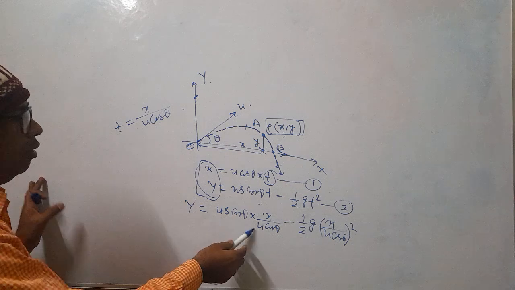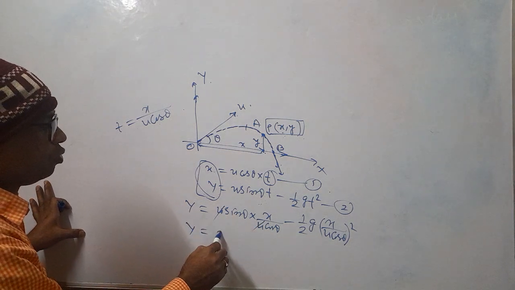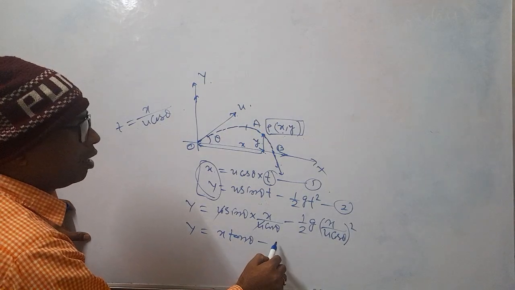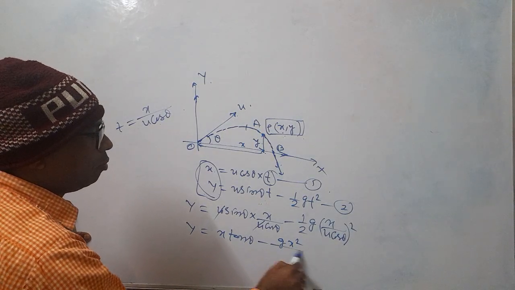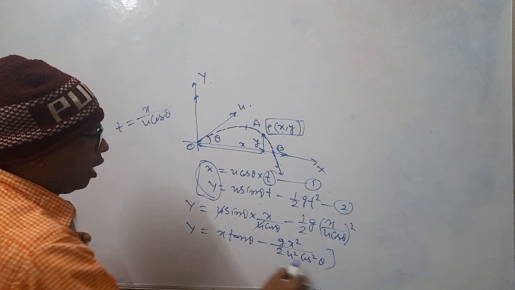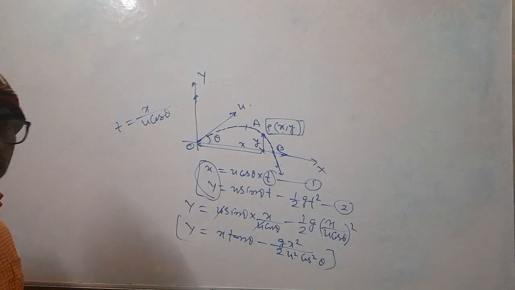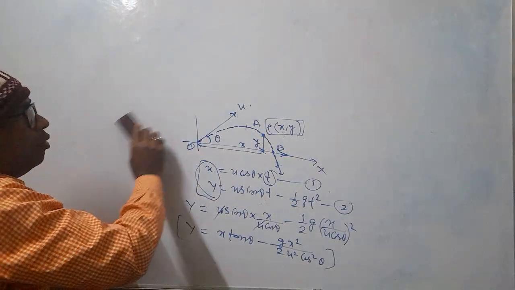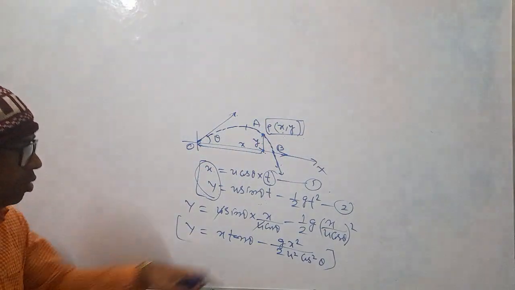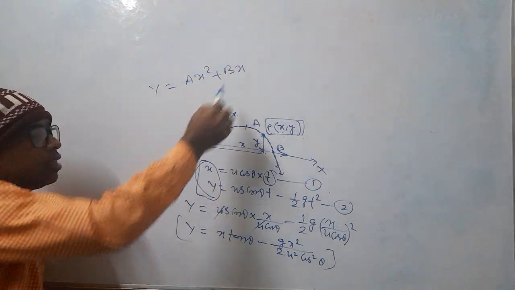Now you get y equals x tan theta minus g x square by 2u square cos square theta. That is the equation of the parabola. Already we know it from the first class.